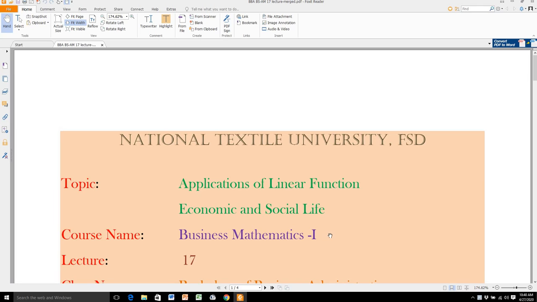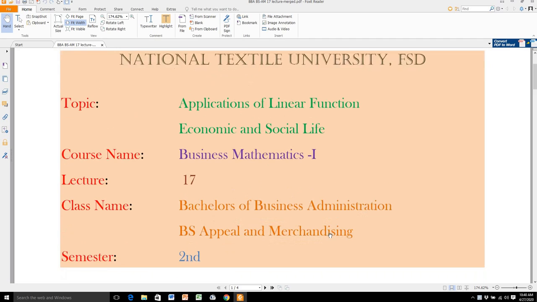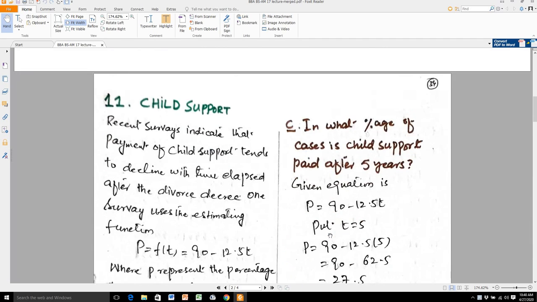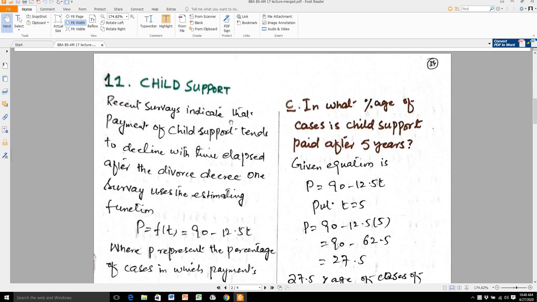Our topic is application of linear functions, and these applications are related to economics and social life. This is chapter number 17. Here you see another question, question number 11, child support. A recent survey indicates that payment of child support tends to decline with time elapsed after the divorce decree. One survey uses the estimating function P is equal to f of t is equal to 90 minus 12.5 t.